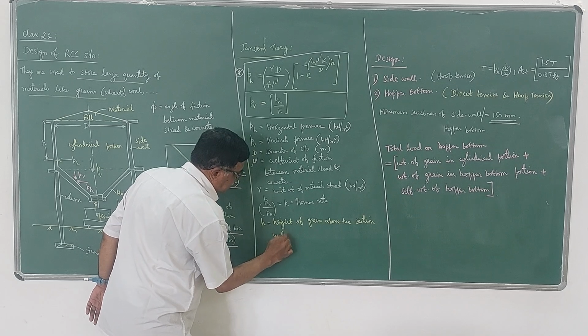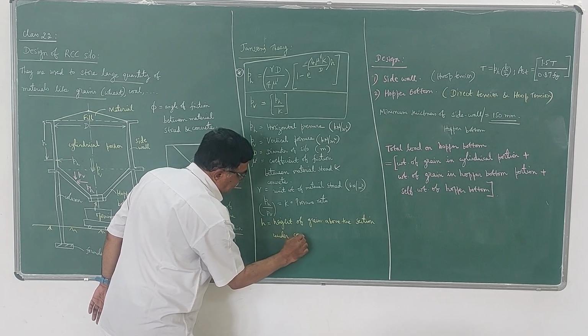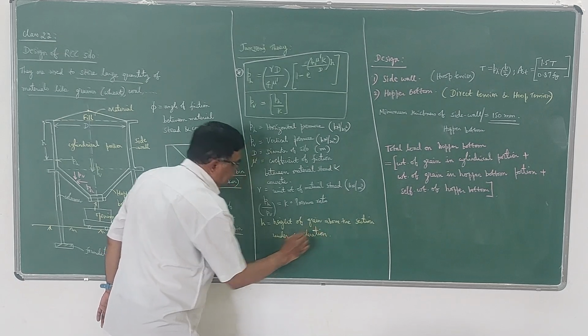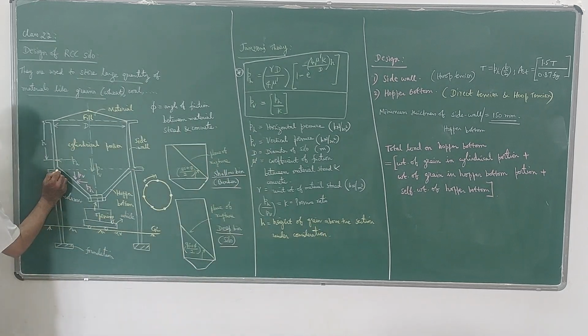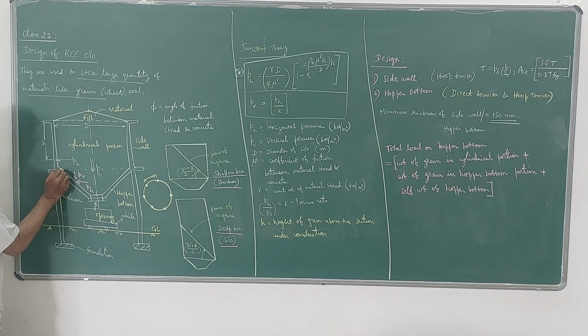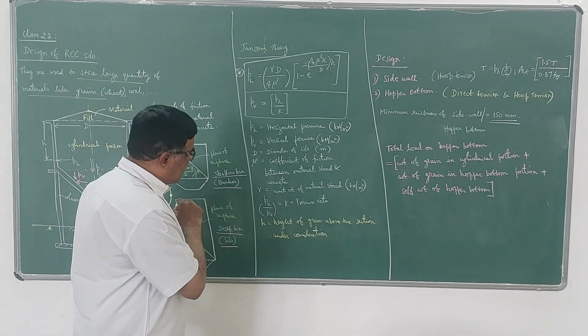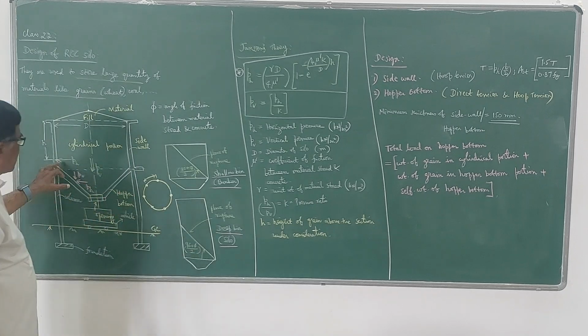So this h value will vary. Of course, the maximum value of h will be at the bottom of that cylindrical portion. So h will be maximum here. So your pH is maximum here, just like your hydrostatic pressure, you have the maximum pressure here.